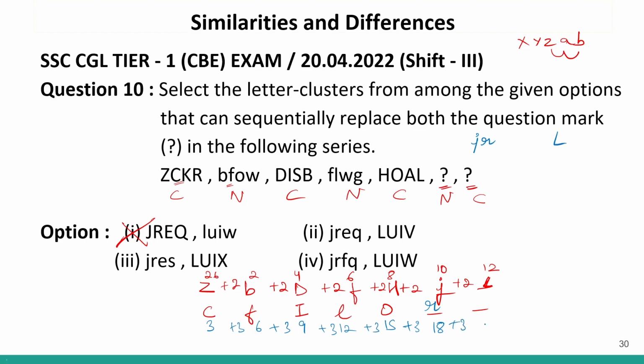And over here we have L. So plus 3 will give me the 21st rank. And at the 21st rank we have U. So L, U. So J, R and L, U. Okay. Now we'll move on to the third series.